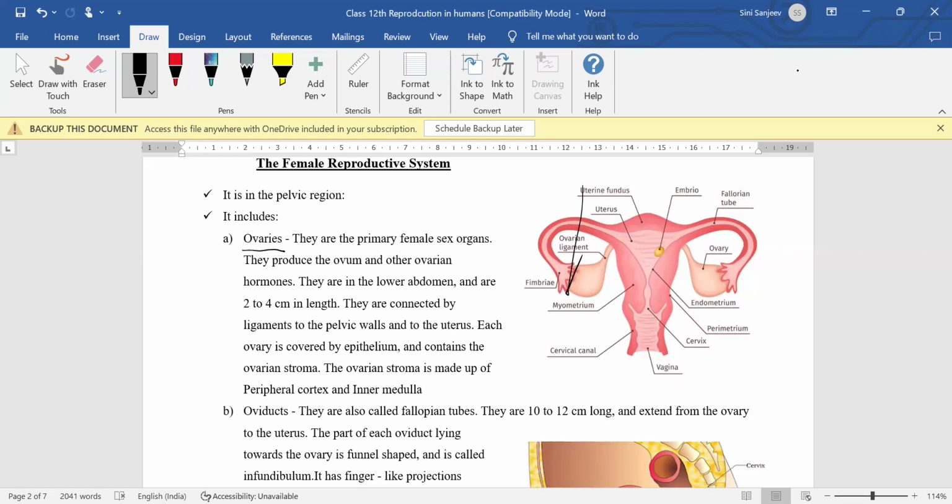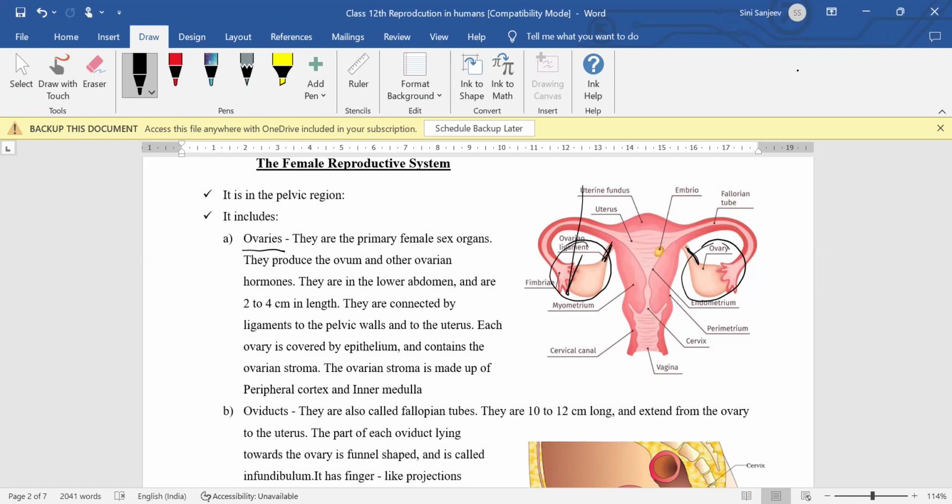A normal ovary may be small, big, or normal in size; it depends upon the individual. Usually it is present in the lower abdomen. If you can see over here, this is called the ovary. There is a connection here, and these connections are called ligaments. These ligaments are very important because they hold the ovaries in position. If these ligaments become weak, then what will happen? The ovaries or the entire reproductive system may come down. So it's very important that the pelvic muscles are strong.